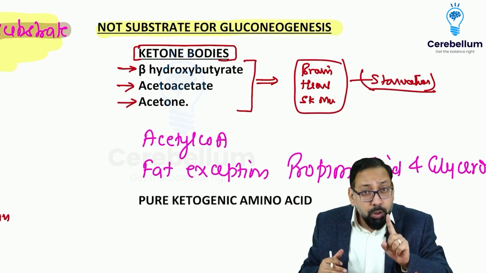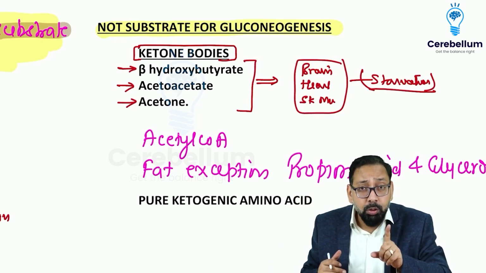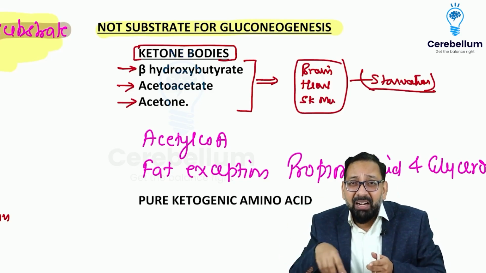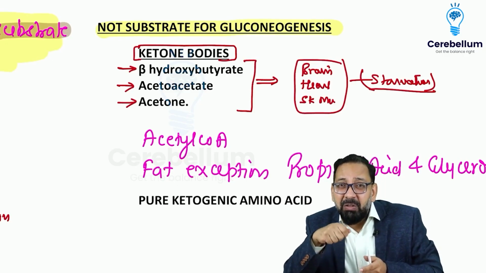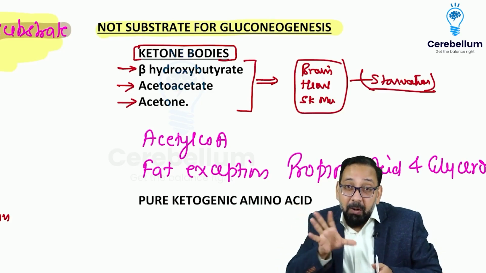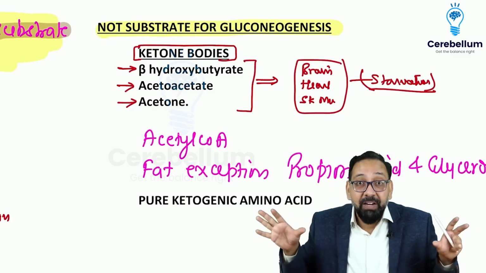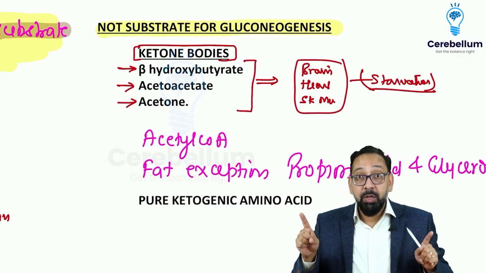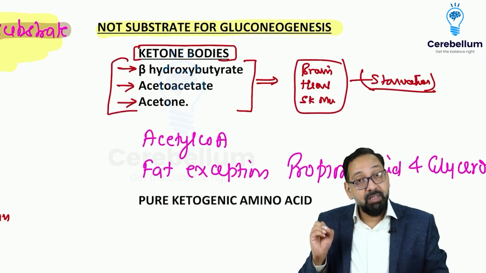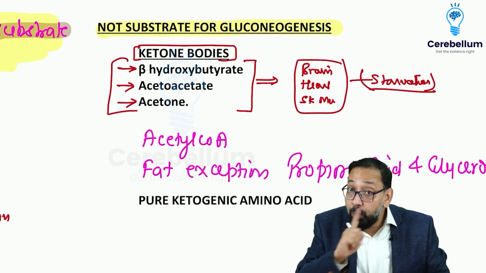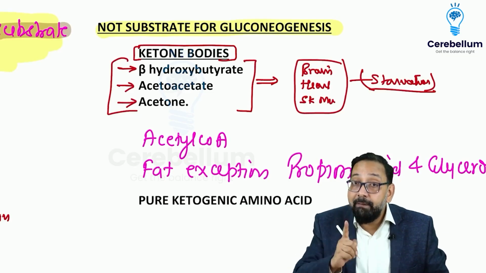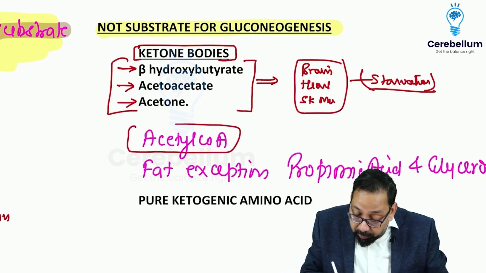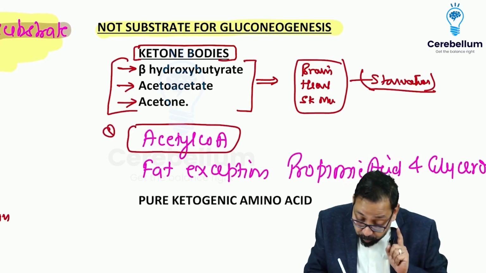Liver doesn't convert these ketone bodies to glucose. Why? Because if the liver converted these ketone bodies to glucose and released it into blood, that glucose would be utilized by different cells and the brain would get nothing. That's why nature said no, no, no, these are food for the most vital structures. You will not convert them, means these are never substrates for gluconeogenesis. Acetyl coenzyme A is not a substrate for gluconeogenesis. Question.